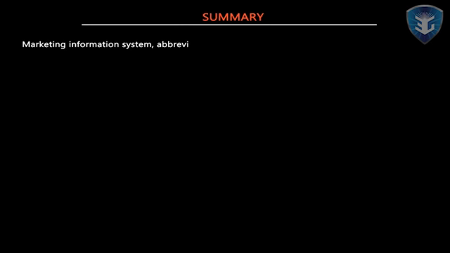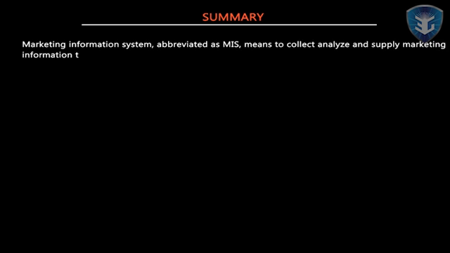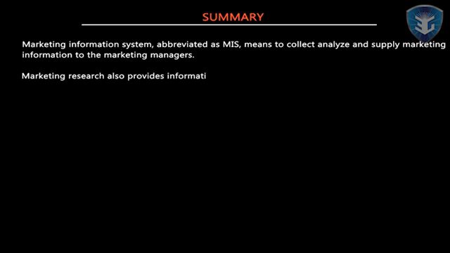Now, in the end, let us summarize what we have learned in this lecture. Marketing Information System, abbreviated as MIS, means to collect, analyze and supply marketing information to the marketing managers. Marketing research also provides information to the marketing managers. However, this information is specific information.